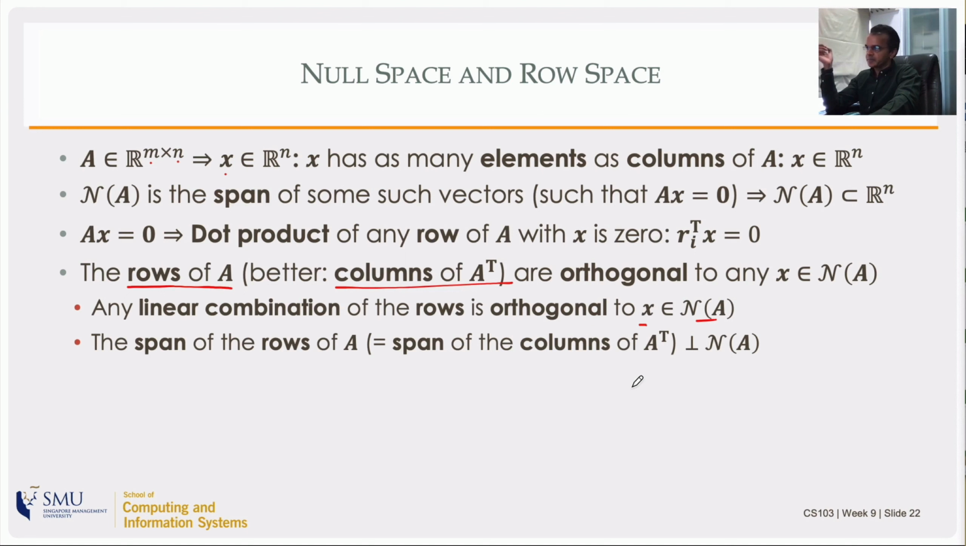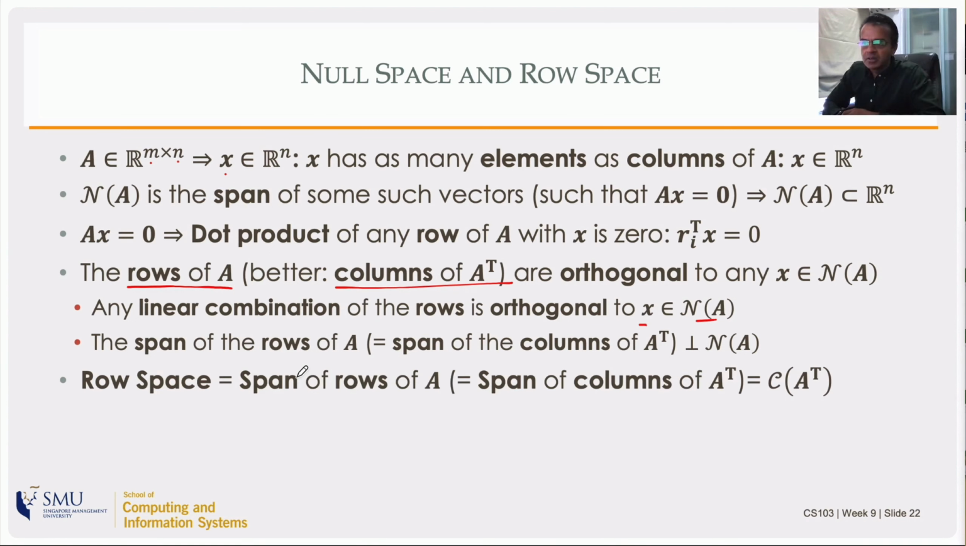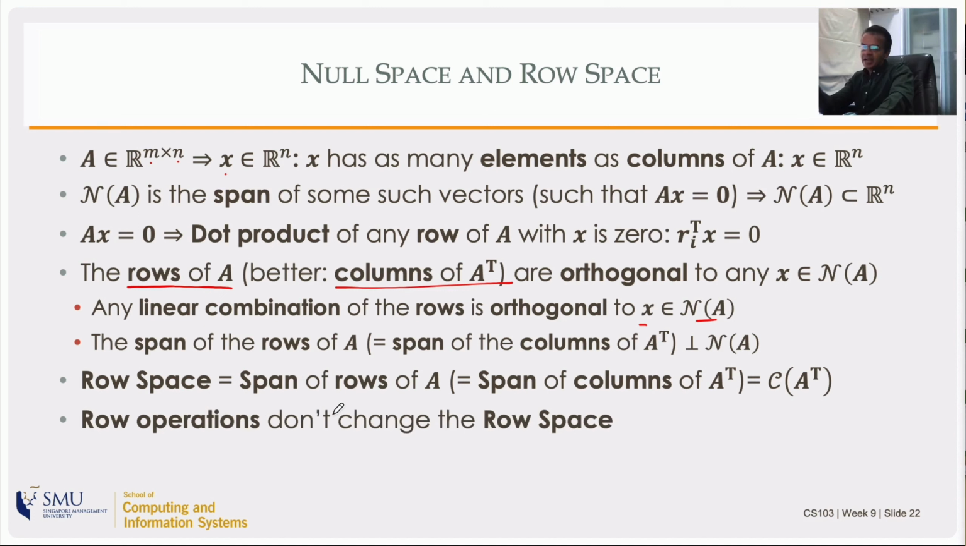The span of the rows of A, or the span of the columns of A transpose, as a subspace, will be orthogonal to the subspace that is the null space. Because what's the definition of orthogonality of two subspaces? If all vectors in one subspace are orthogonal to all vectors in the other subspace, then these two subspaces are orthogonal to each other. That's what we just learned about the row space and the null space. So the row space is the span of the rows of A, the set of all possible linear combinations of the rows of A, or it's also the span of the columns of A transpose. You reuse the symbol for column space, but it's the column space of A transpose, which is the row space of A.